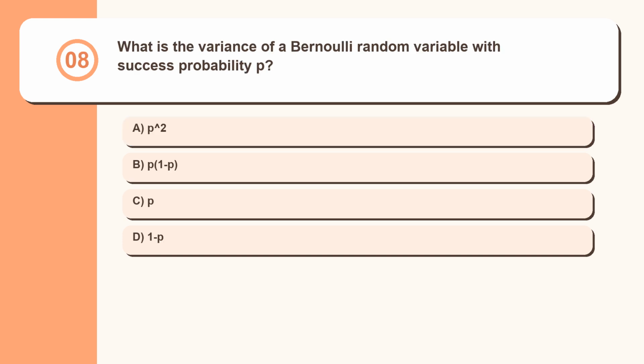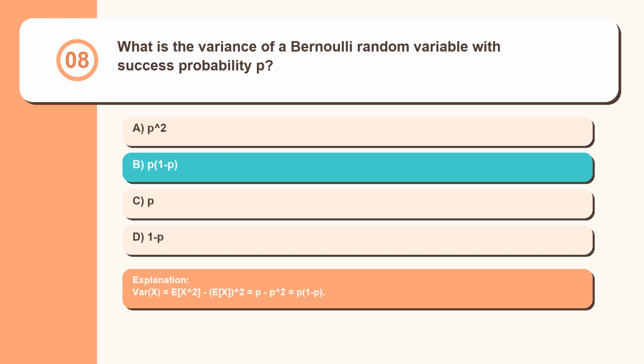Question 8. What is the variance of a Bernoulli random variable with success probability p? p squared, p(1-p), 1-p, p(1-p). Var(X) equals E(X squared) minus E(X) squared, equals p minus p squared, equals p(1-p).